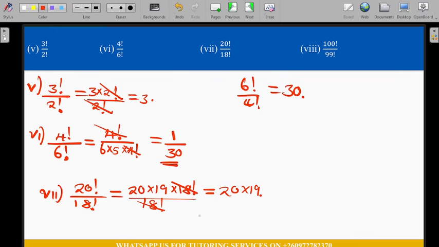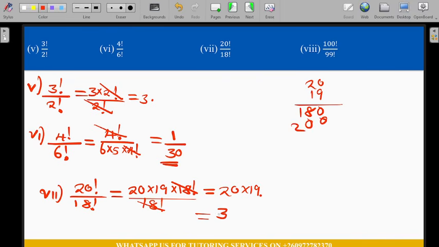Okay, so for 20 times 19, we can multiply. 9 times 0, 0. 9 times 2, 18. So 0, 1, 0 there, 2. So when we add, it is 380. So that becomes the answer.